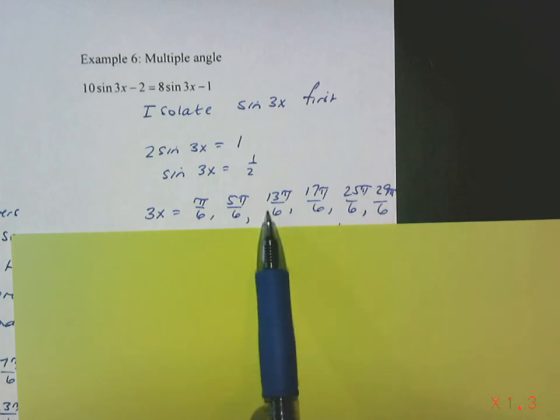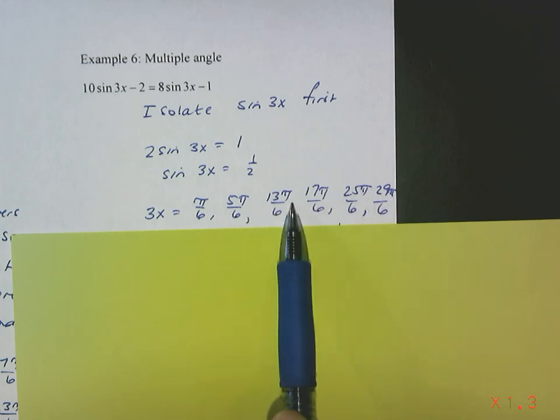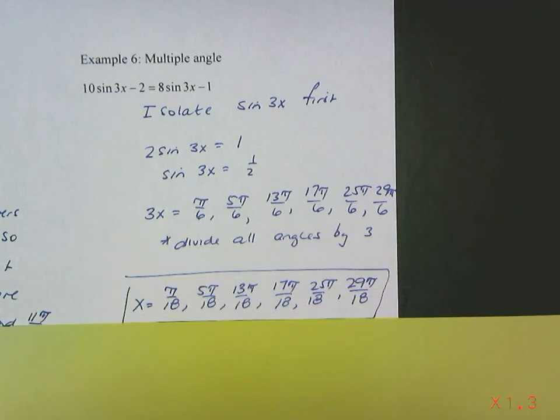I know that these last four answers are greater than 2 pi. But that's not my final answer. Once I divide by 3, I get pi over 18, 5 pi over 18. First set. 13 pi over 18, 17 pi over 18. Second set. 25 pi over 18 and 29 pi over 18. There's my third set. So these are all my solutions between 0 and 2 pi. 2 pi goes up to 36 pi over 18, so this one is below that. So those are all my solutions.